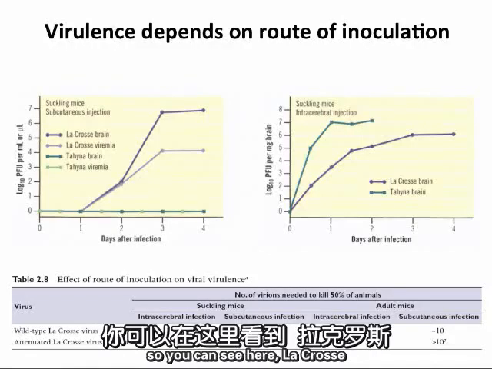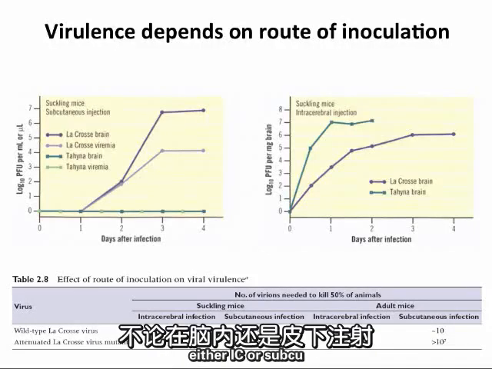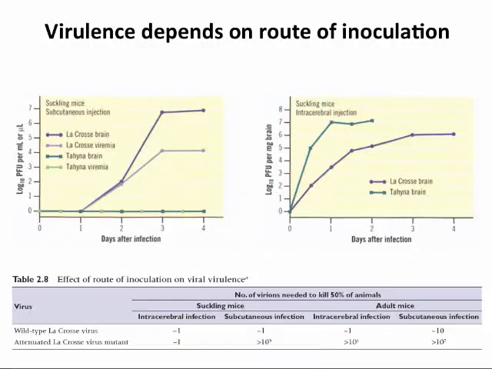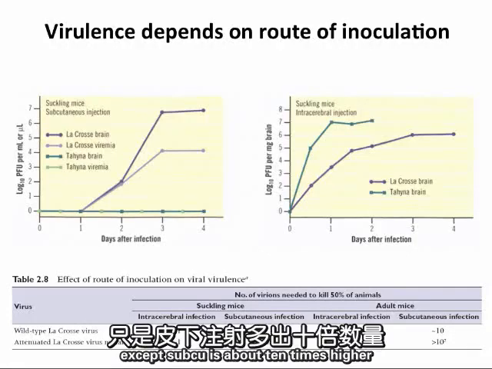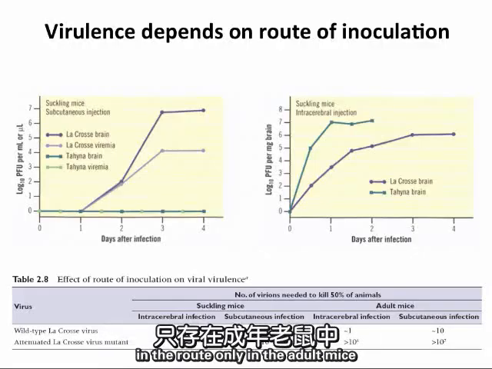So you can see here, La Crosse, 1 PFU is enough to kill half of suckling mice, either IC or sub-Q. The same for adult mice, except sub-Q is about 10 times higher. So you can see a difference in the route only in adult mice.